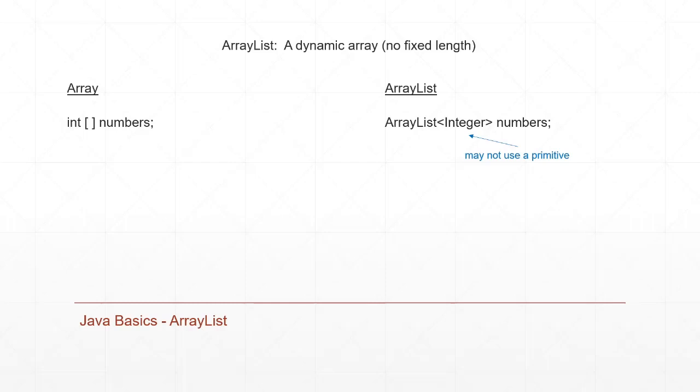You have to use a complex class. So if you want to use integers, you have to use capital I Integer. If you want to store doubles, you have to use capital D Double. You can't just use the primitive type.